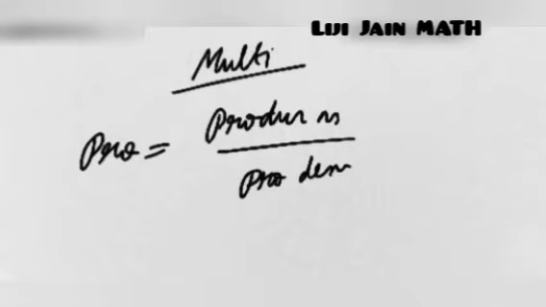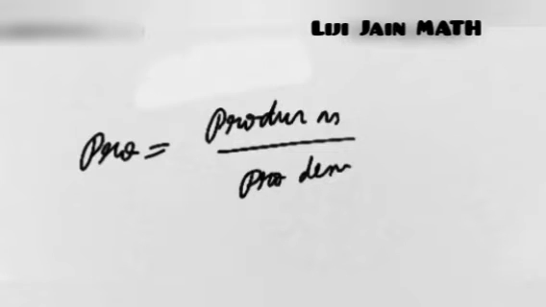So what is the product of two fractions? Yes, product of the numerators by product of the denominators. That's all. Okay. So let me explain one example.